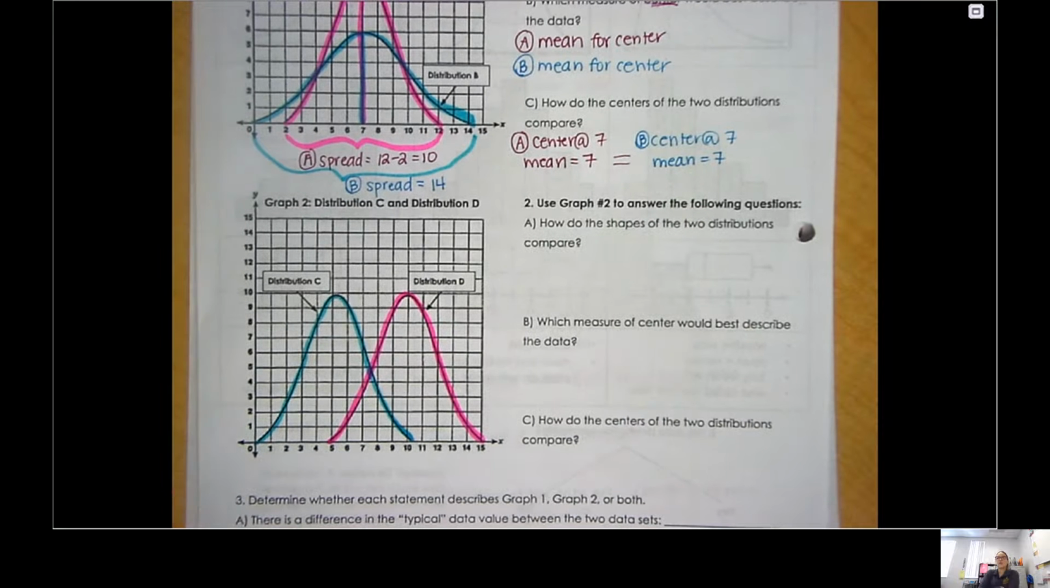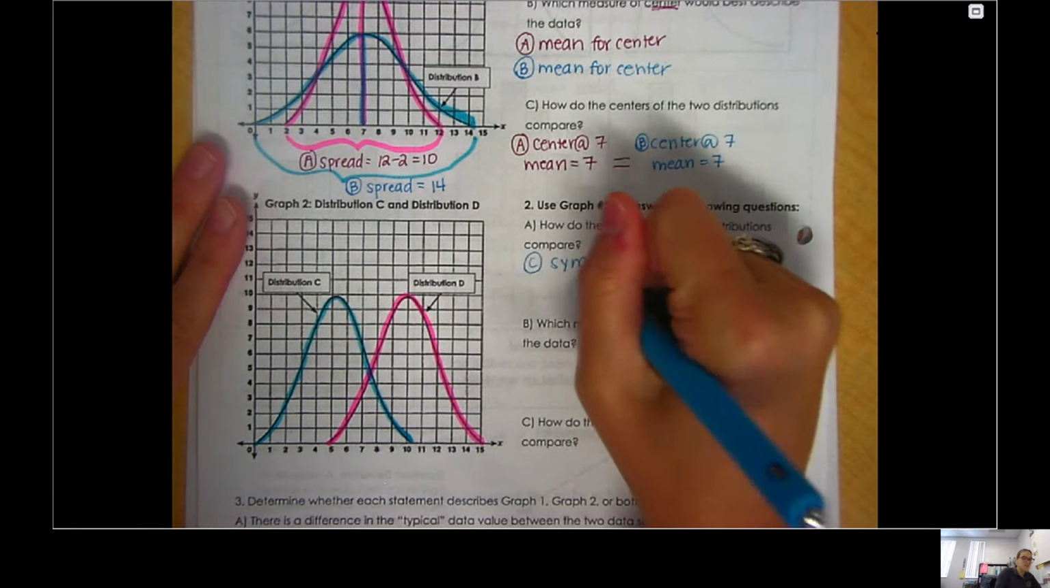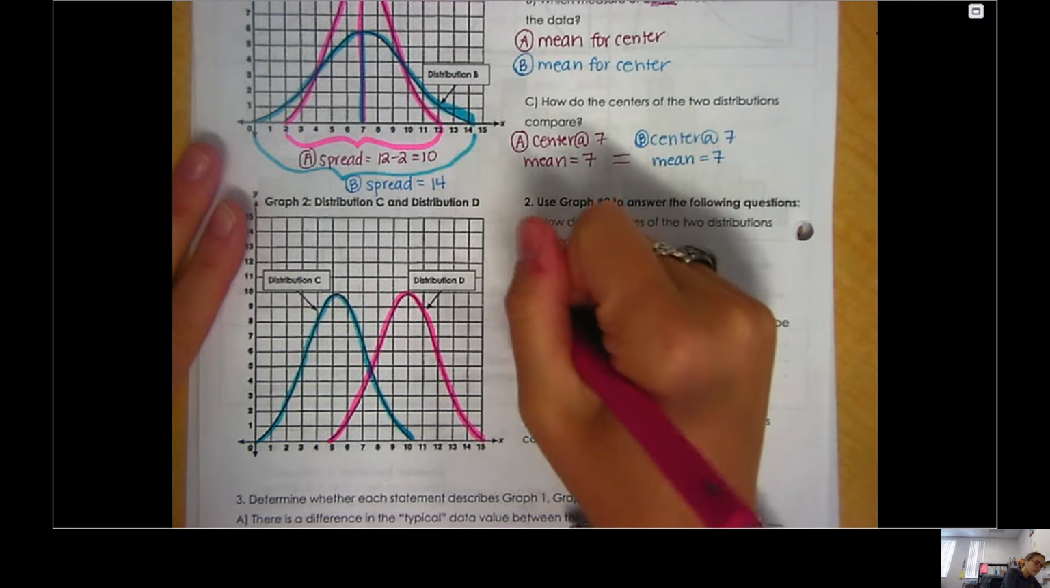Okay, so who can tell me the first one there, 2A, which says, how do the shapes of the two graphs compare? What can you tell me? Hudson, my bad. C and D are symmetric. Both C and D are symmetric. Perfect. So C is symmetric. I'm just going to put SYM if you don't mind. C is symmetric and D is symmetric.